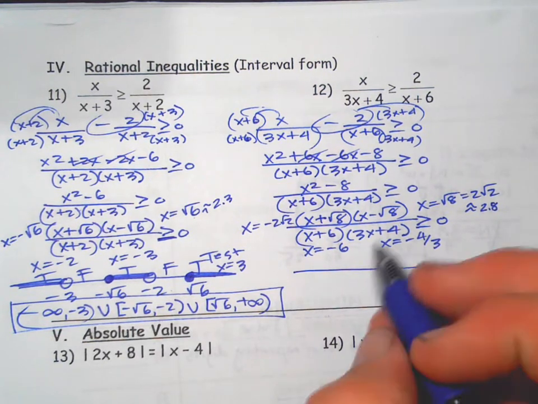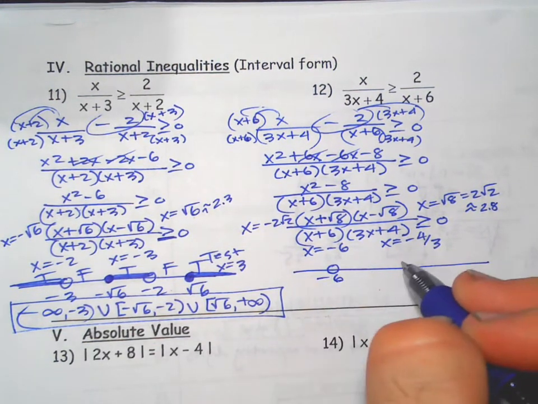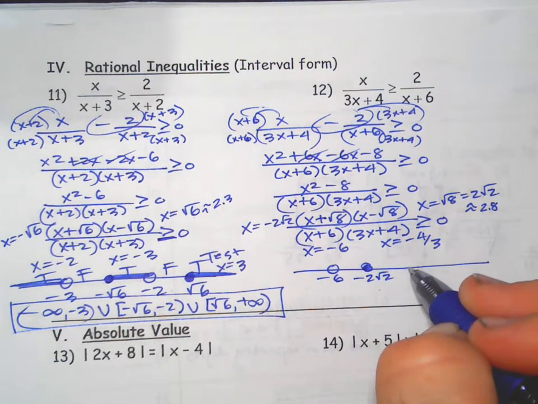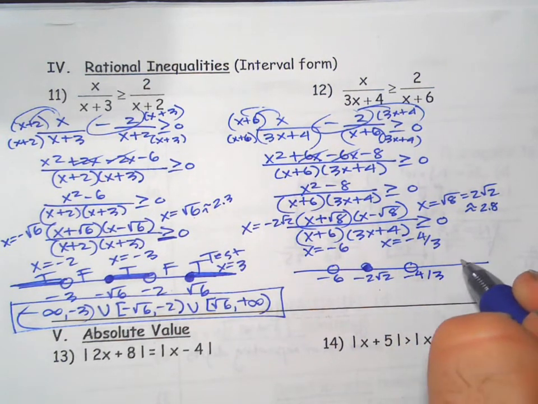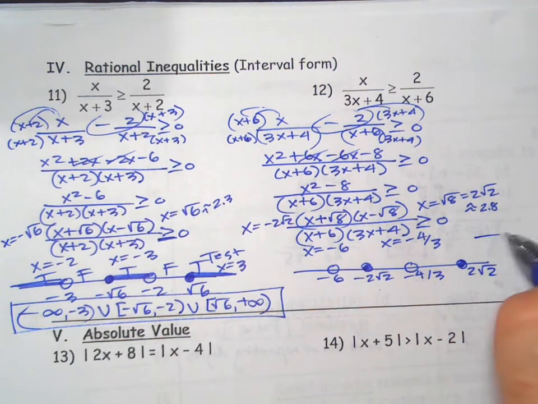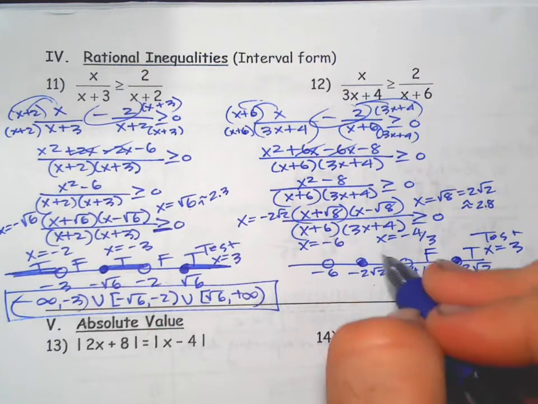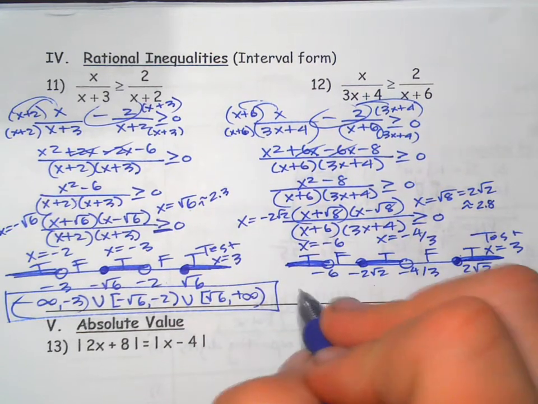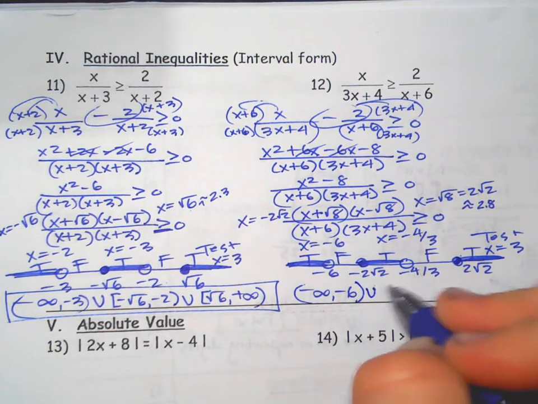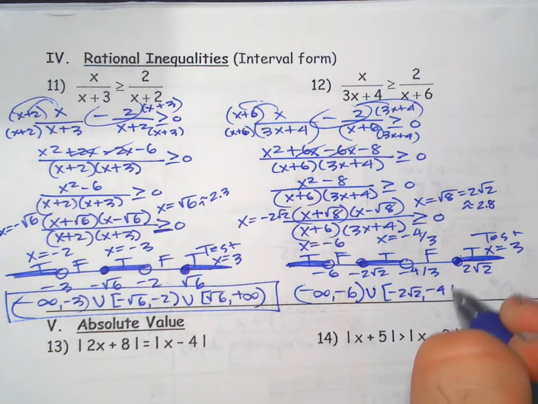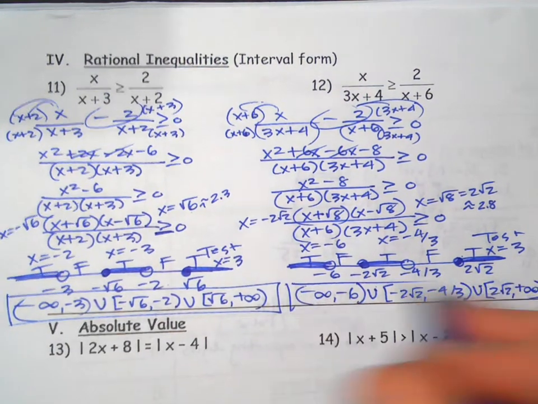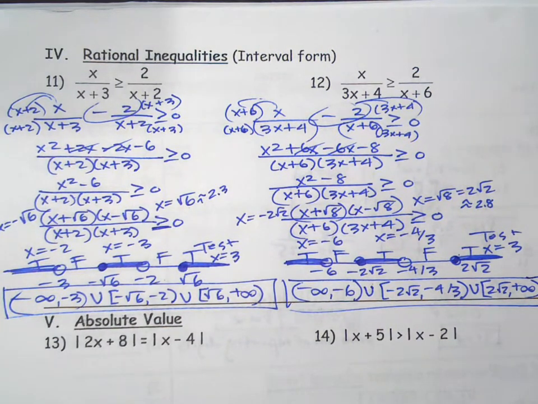So, negative 6 is open dot. Negative 2 root 2 would be next, solid dot. Negative 4/3, open dot, and then positive 2 root 2, solid dot. Test a value. 3: positive, positive, positive. True, false, true, false, true. The answer is negative infinity to negative 6, parentheses, union, bracket, negative 2 root 2 to negative 4/3, parentheses, union, bracket 2 root 2 to positive infinity. There you go. Let's get really good at this stuff.